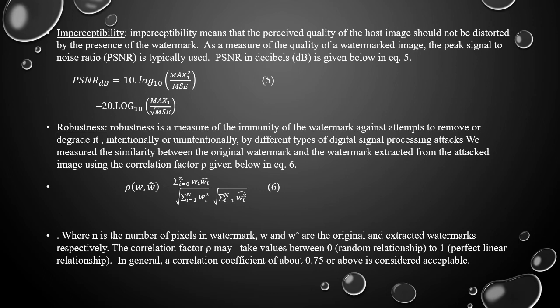Then the robustness. Robustness means the immunity of the watermark against attempts to remove or degrade it. The correlation factor is used to measure the similarity between the original watermark image and the watermark extracted from the attacked image. A correlation coefficient value of about 0.75 or above is considered acceptable.